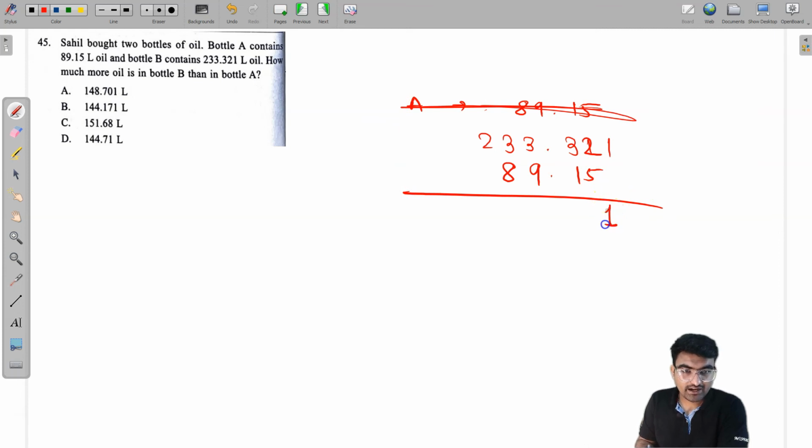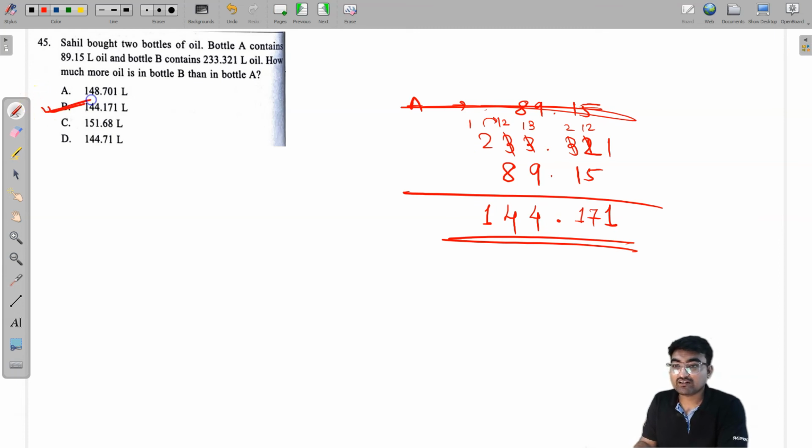So if we subtract, this will be 12 minus 5 will be 7, 2 minus 1 is 1. Then we cannot subtract 3, so we borrow. 13 minus 9 will be 4, again this 3 will be 2, but we have to borrow 1, so 12 minus 8 will be 4, correct? And this will be 1 as it is, so 144.171 liter of oil is more, right? That is option B.